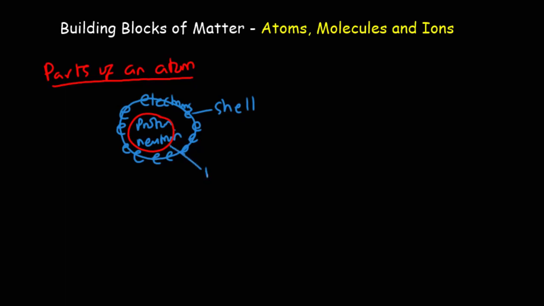The center of the atom is actually called the nucleus. So every atom has a center called the nucleus. And in the nucleus, we have protons and neutrons. Then around the nucleus, we have what we call the shell. The shell provides the path on which electrons move about. Now, the atom will be explained in detail in subsequent videos.